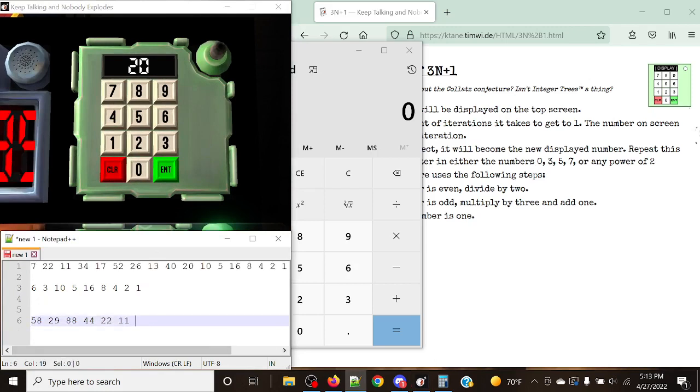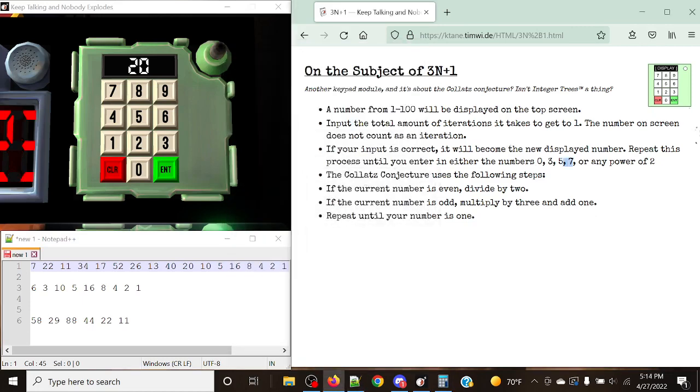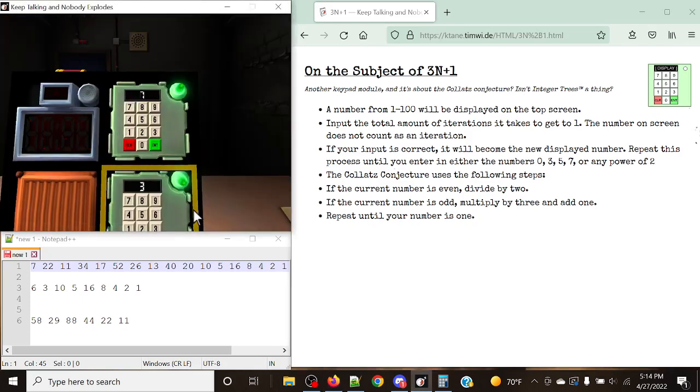So now, at this point, we actually have already done the work for 20, so we're going to be counting the iterations that occur after 20. So it's going to be a 10, 5, 16, 8, 4, 2, 1. That's going to be 1, 2, 3, 4, 5, 6, 7. And if we happen to submit the answer of 7, this is going to solve the module. And just like that is a solved module.